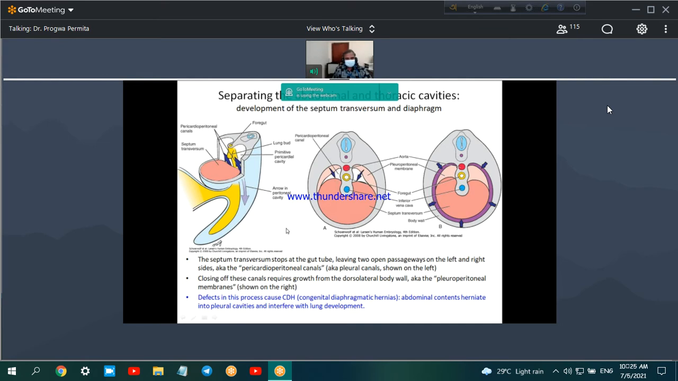The septum transversum stops at the gut tube, leaving two open passageways on the left and right sides, the pericardio-peritoneal canals. These are the pericardio-peritoneal canals, also known as the pleural canals.